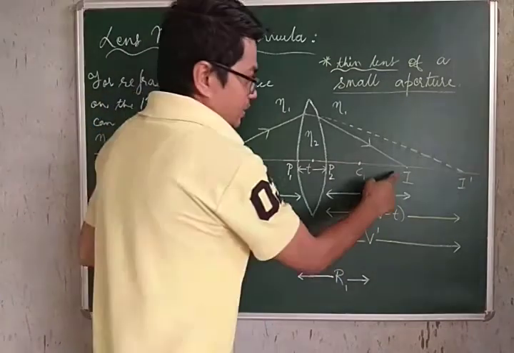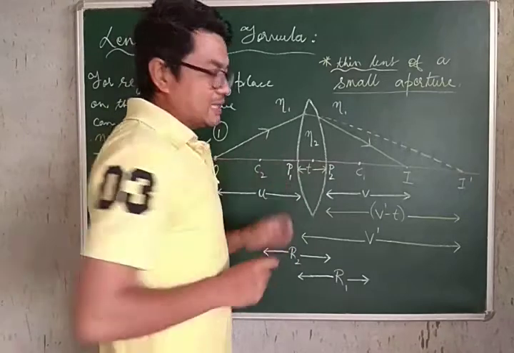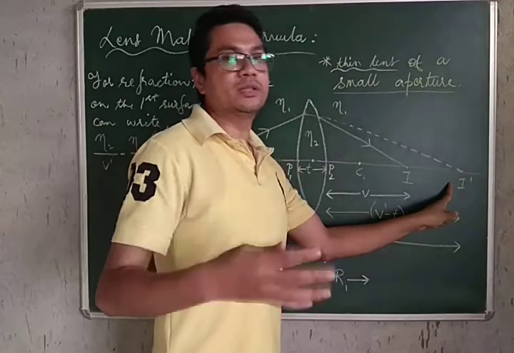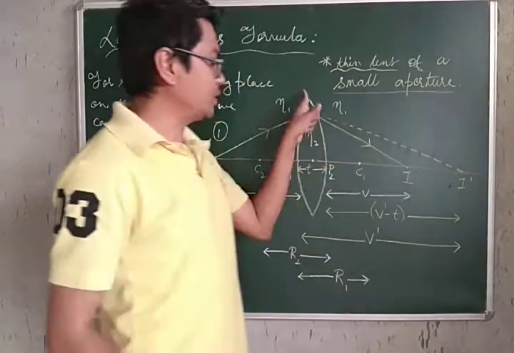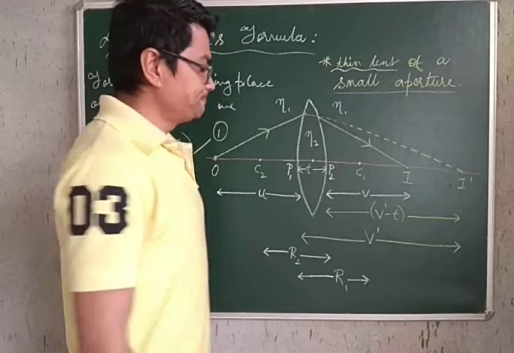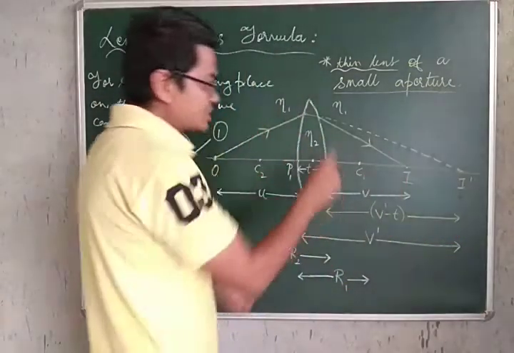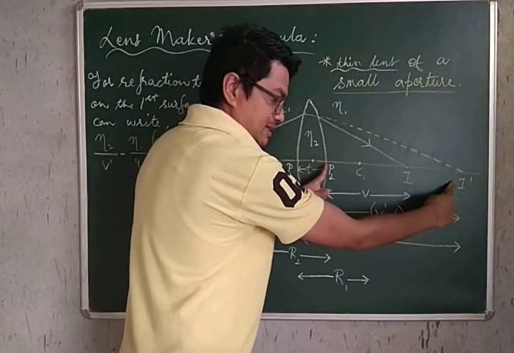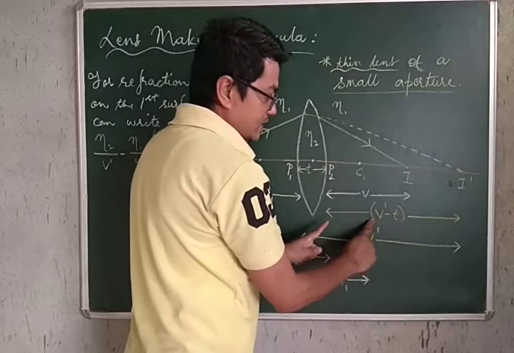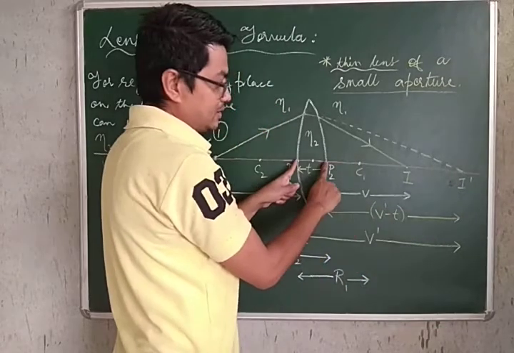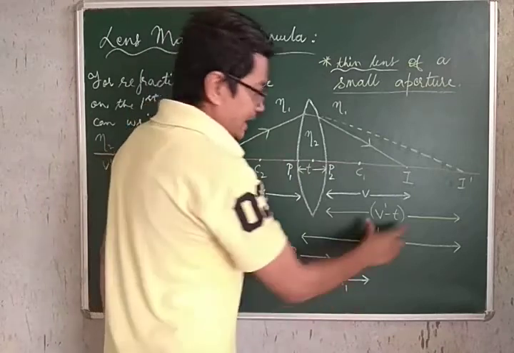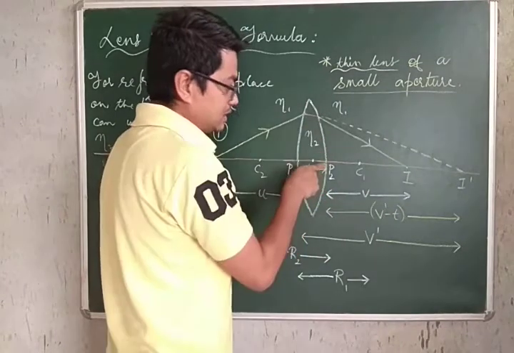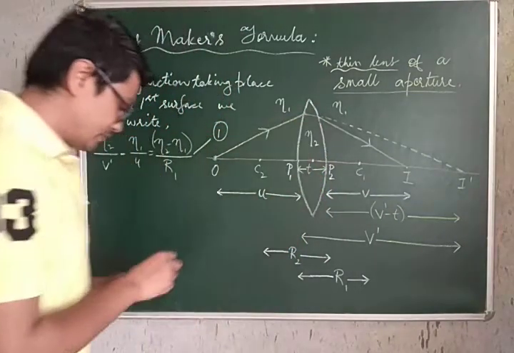Now, for refraction taking place on the second surface, we consider I dash to be the object. So, if I dash is the object for refraction on the second surface, the distance of the object from the second surface, that is the pole of the second surface, is V dash minus T, where T of course is the thickness of the lens. And V is the distance of the image formed measured from the pole P2 of the second surface.